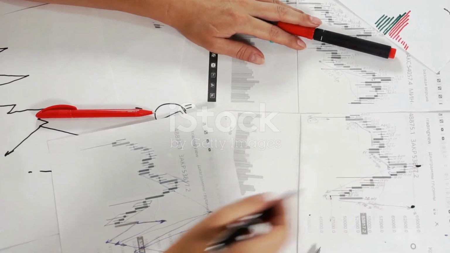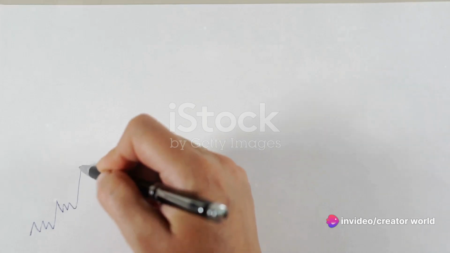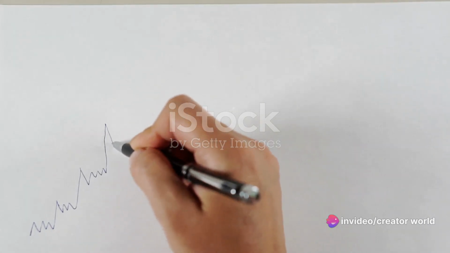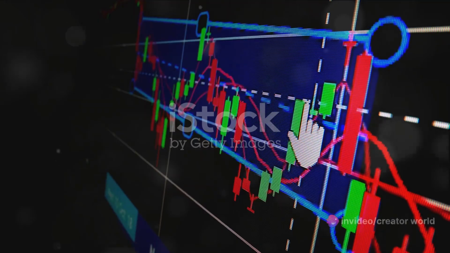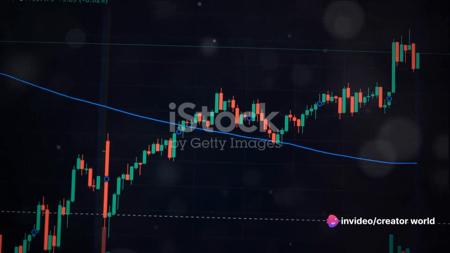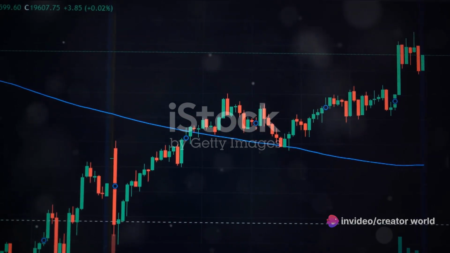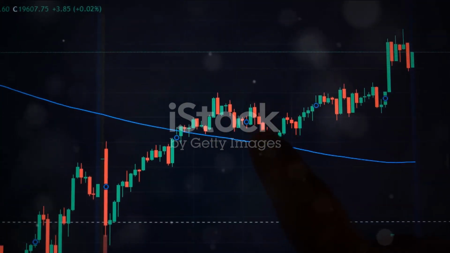Your plan should include entry and exit strategies, position sizing, and risk management rules. Remember, consistency is key. Thirdly, learn how to interpret price charts, identify patterns and trends, and understand support and resistance levels. Use technical indicators such as moving averages, relative strength index, and MACD to inform your trading decisions.